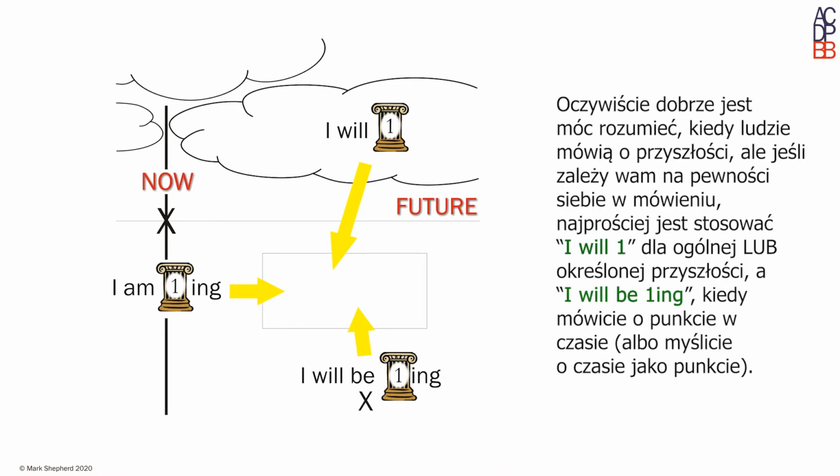Obviously, it's a good idea to be able to understand when people are talking about the future. But if you want to be confident when speaking, then the simplest way is to use I will column 1 for general or named future, and I will be column 1-ing when talking about a point of time or thinking about time as a point.